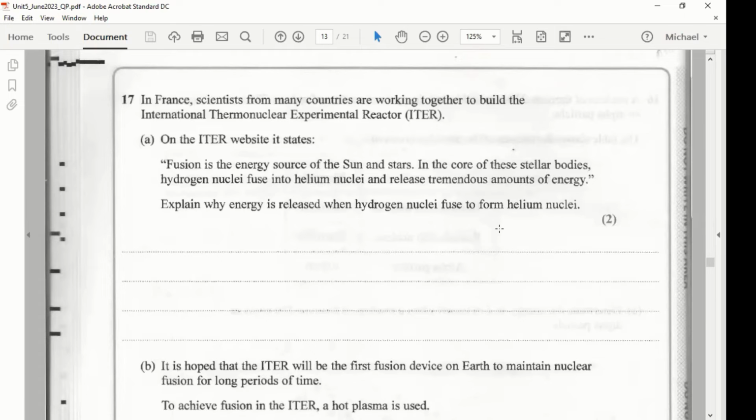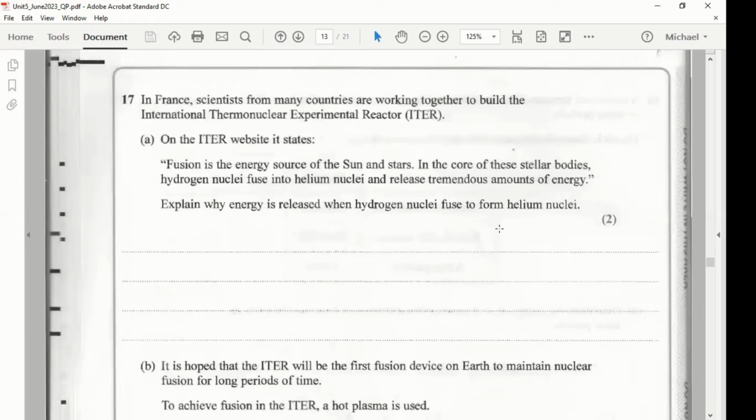This is all true, but none of this is particularly relevant to our ITER because they're not using hydrogen, because we can't fuse hydrogen here. It takes about, on average, 9 billion years, even in the sun, for 2 hydrogen nuclei to come together and fuse and release energy. Anyway, explain why energy is released when hydrogen nuclei fuse to form new helium nuclei.